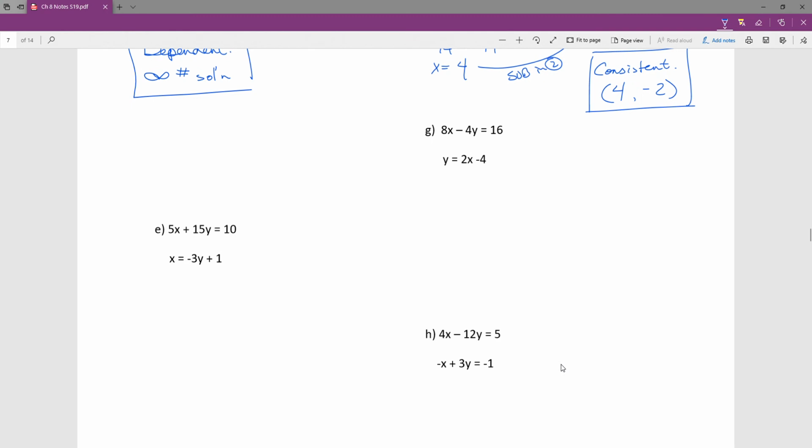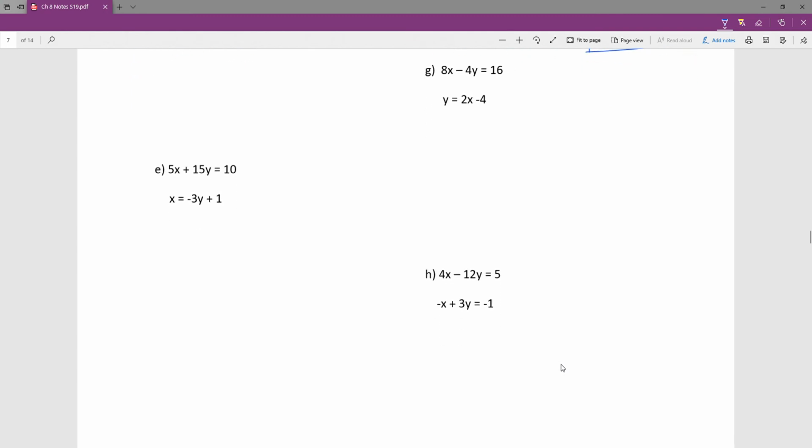More on this page is sort of a mixed bag of stuff, working through each one as we go. I'll do G because it's higher on the page here. I'd have equation 1 and equation 2. And equation 2 is already solved for y, so what I'm going to do is sub that into equation 1. So copying it out carefully, I'd have 8x minus 4 times y, but y is actually all of this 2x minus 4 business. And keep copying, equals 16.